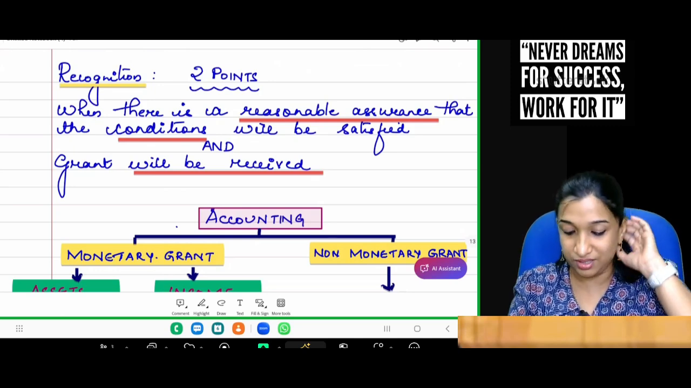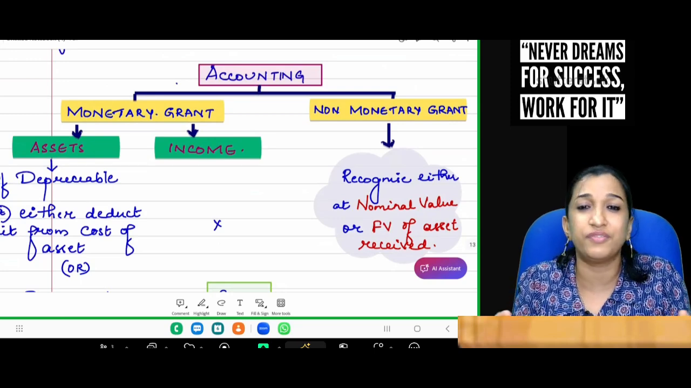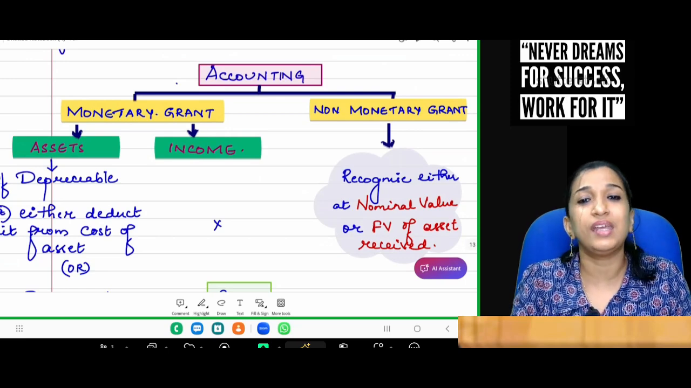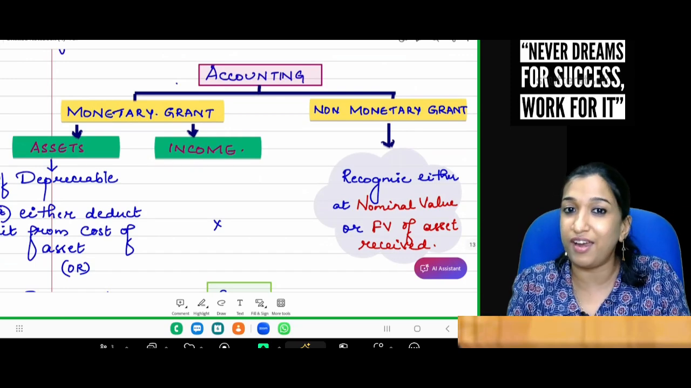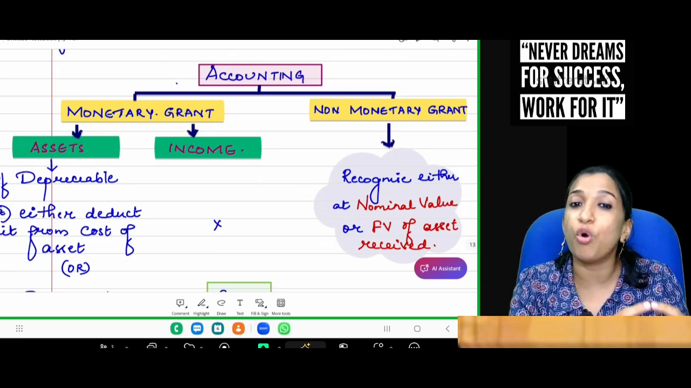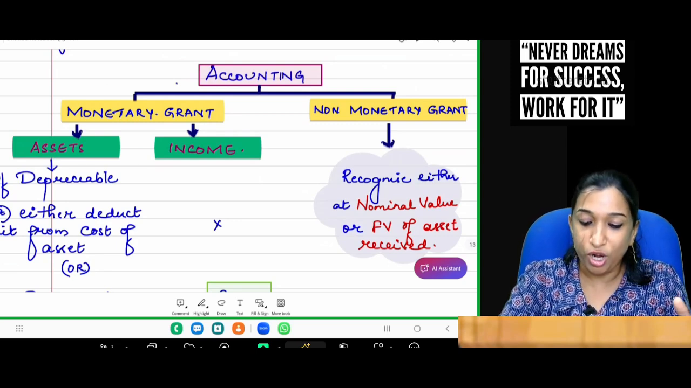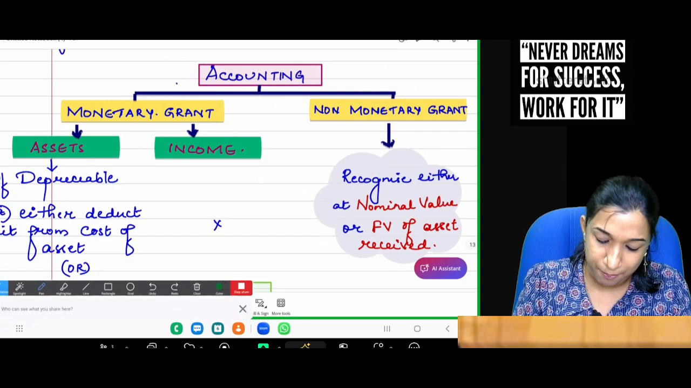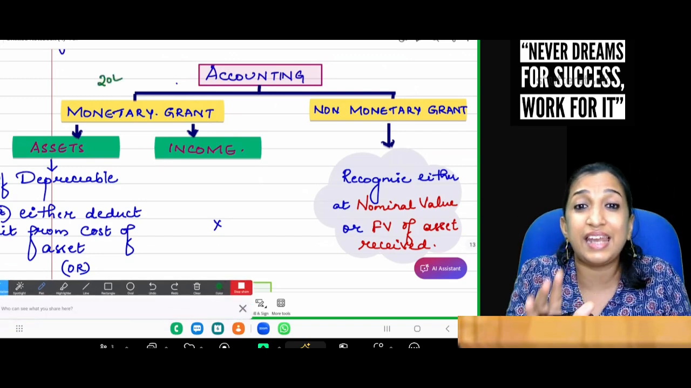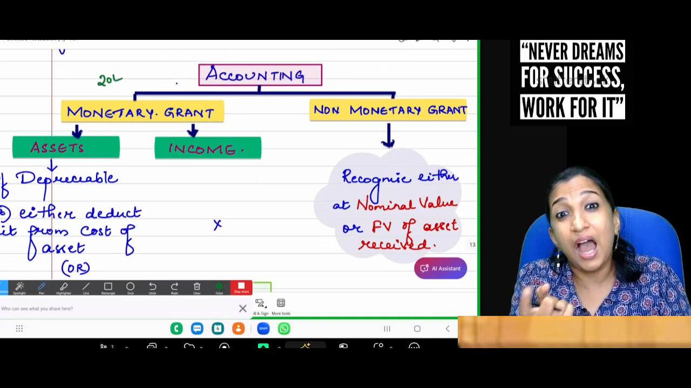Okay, fine, understood. Now the third area, accounting of government grant, which is the crux of the standard. For the purpose of accounting, grants are broadly divided into two, monetary and non-monetary. What is the accounting of this monetary grant? If you have received a monetary grant, say for example, if you received a grant of 20 lakhs, 20 lakhs cash or cheque you received, then how should you account?